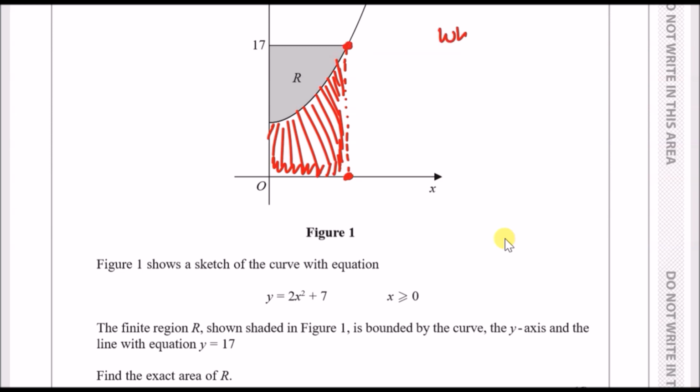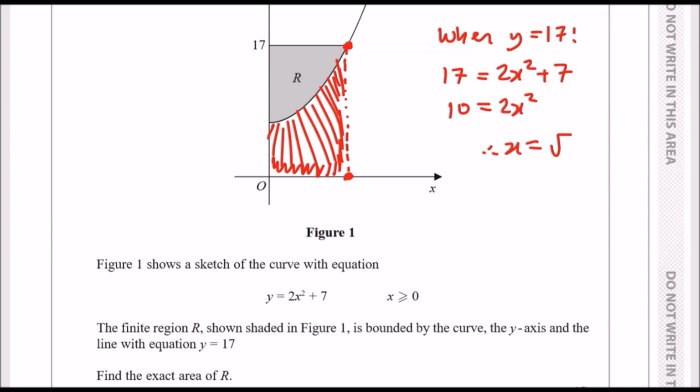So we say, okay, when y equals 17, we now have 17 equals 2x squared plus 7. So just subtracting 7, we get 10 equals 2x squared. And then we could just divide by 2 to get 5. And then square root to get x equals root 5.